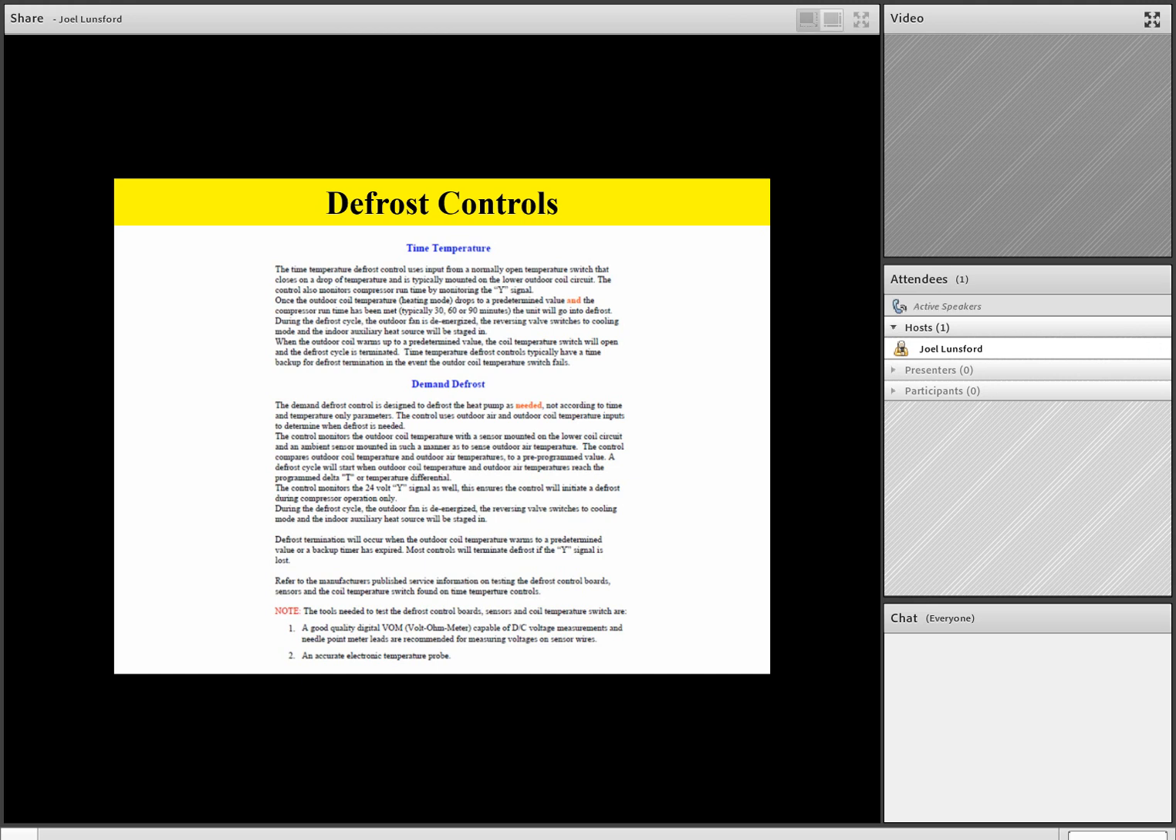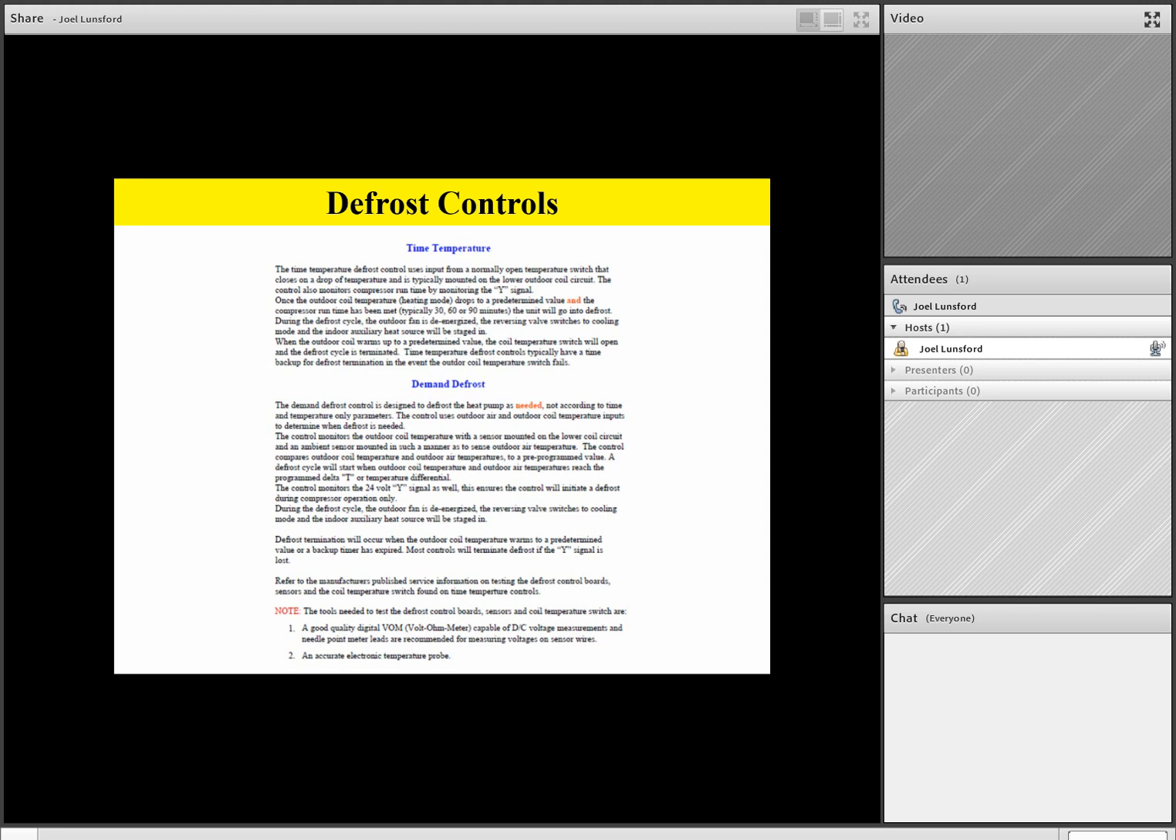We do not recommend laser or laser type temperature probes. They're not accurate enough for this type of function and this type of measurement. So we recommend a touch probe, or a type of probe that you physically strap onto the refrigerant line or clamp on, as the recommended temperature probes.